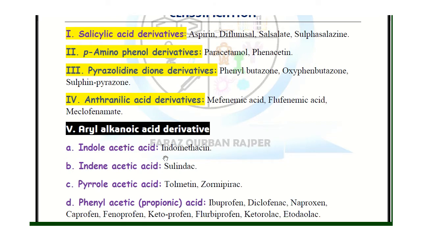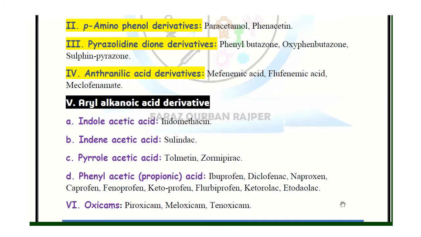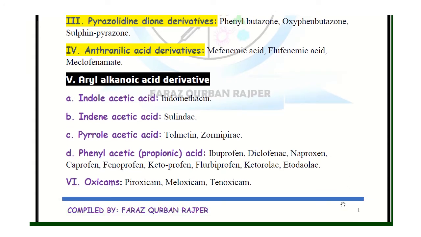Among the aryl alkanoic acid derivatives, those that contain phenyl acetic acid or propionic acid ring include ibuprofen, which is in ibuprofen syrup and ibuprofen tablets, diclofenac, and naproxen. All these belong to the aryl alkanoic acid derivatives, but they contain a side chain that is phenyl acetic acid or propionic acid. There is another class, the oxicam derivatives. Oxicams include different drugs. Examples are piroxicam, meloxicam, and tenoxicam.